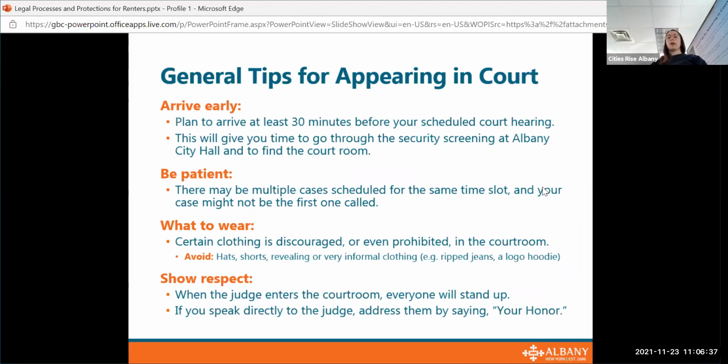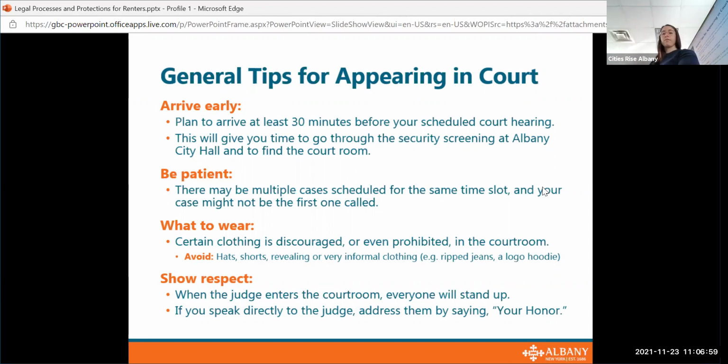You should also be aware that there might actually be multiple cases scheduled for the same time slot. So let's say your case is scheduled for 9:30 a.m. There could actually be 4 matters set for 9:30 a.m. And they'll get called usually between 9:30 and the next time slot, which is 10 a.m. So your case may not be the first one called, so you'll just want to be aware of that and be patient.